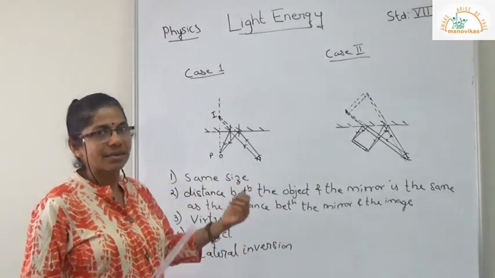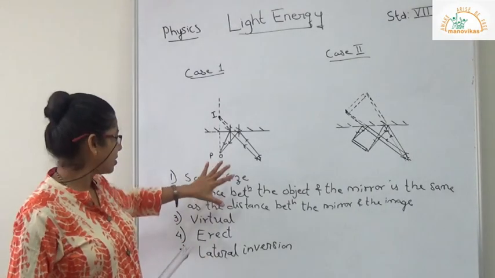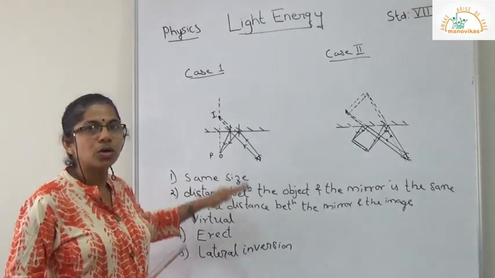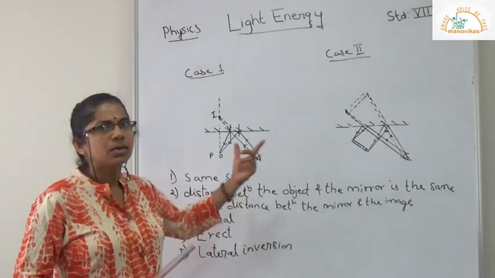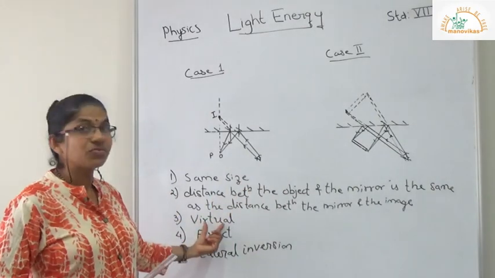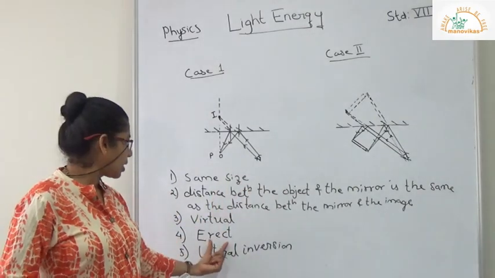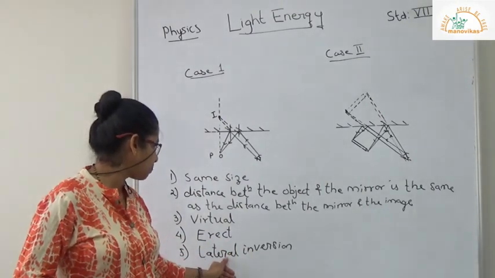This is just one example. So these are some of the characteristics of the image formed through a plane mirror. Same size, distance between the object and the mirror is same as the distance between the mirror and the image. It is virtual, that means something which is not real. Image is erect, and there is lateral inversion.